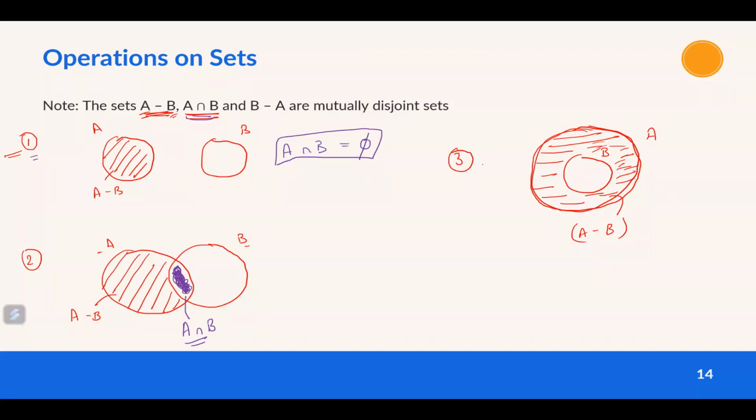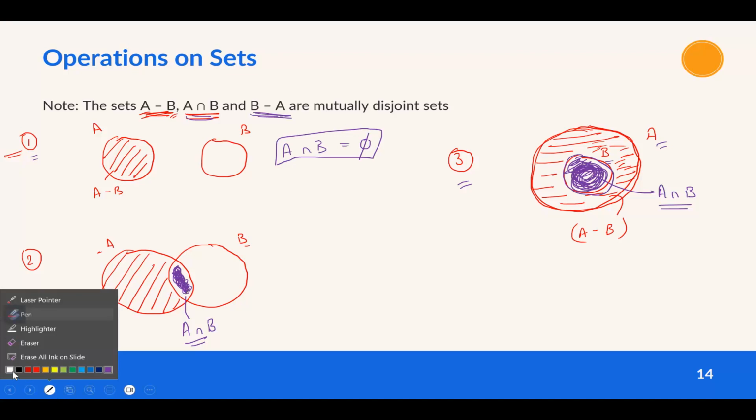What will happen in the third case? Set A is the bigger circle, set B is the smaller circle. So what is common between the set A and set B? The set B itself, right? Because whatever the element in the set B is, it is an element of set A. So this region is common between the set A and set B. So it will be the intersection, A intersection B. Okay. Now we have to see what is B minus A in all the three cases.